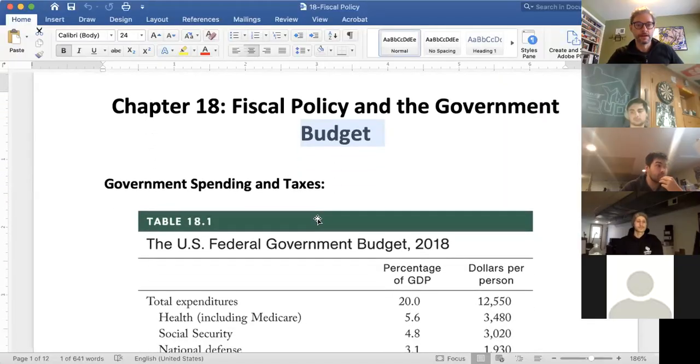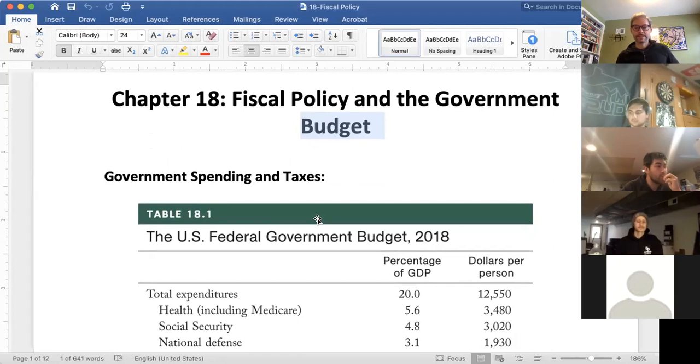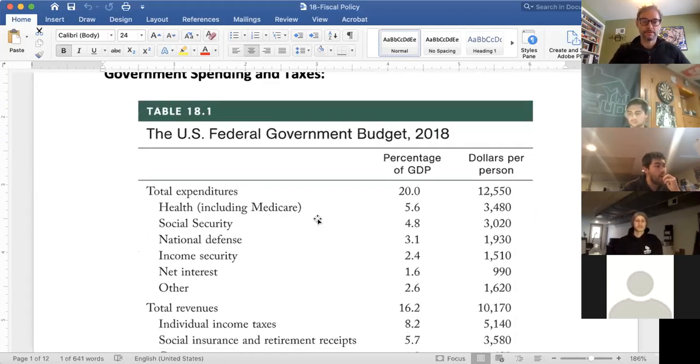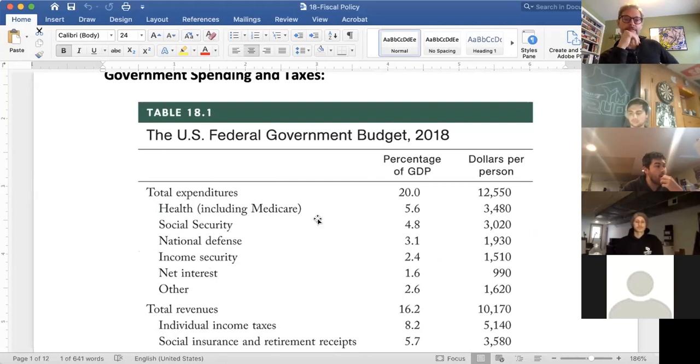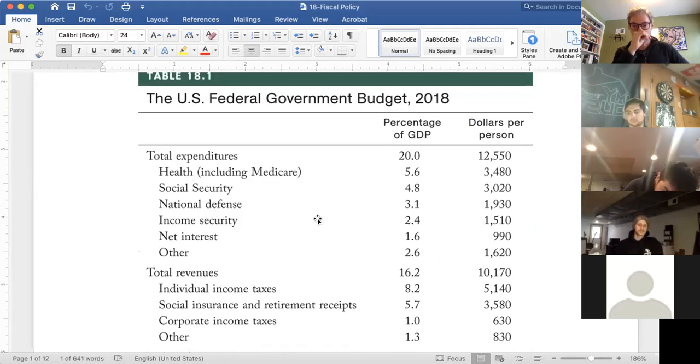So, all right, let's begin by just looking at a sample budget of the federal government, just to get a rough idea of what the government does. Okay, chapter 18, fiscal policy and the government budget. So here's just a brief view of the federal government budget. This is from your book. It's in 2018, but honestly, if you looked at 2019 or 2020, it's not going to be significantly different.